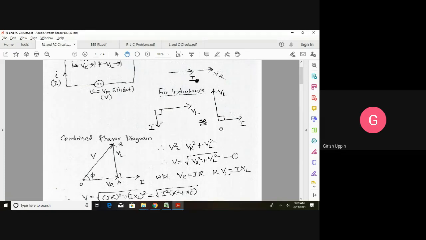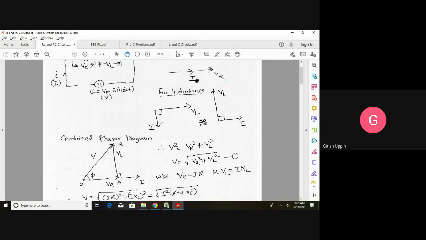And if I take this and paste it here, this is the current and this is VL. Okay, so once you draw the combined phasor diagram, do the analysis again. What is the voltage across resistor VR, is it in phase with current? Yes, the angle between VR and I is 0.